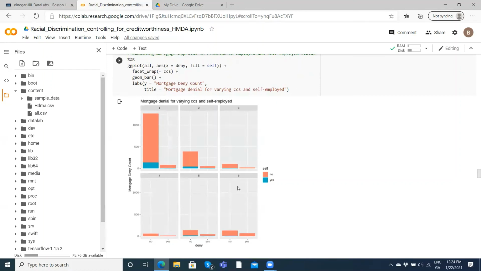But even those that have weak consumer credit scores, we note here those even in blue that are self-employed, they seem to be successful in getting a mortgage. So being self-employed is not a problem.